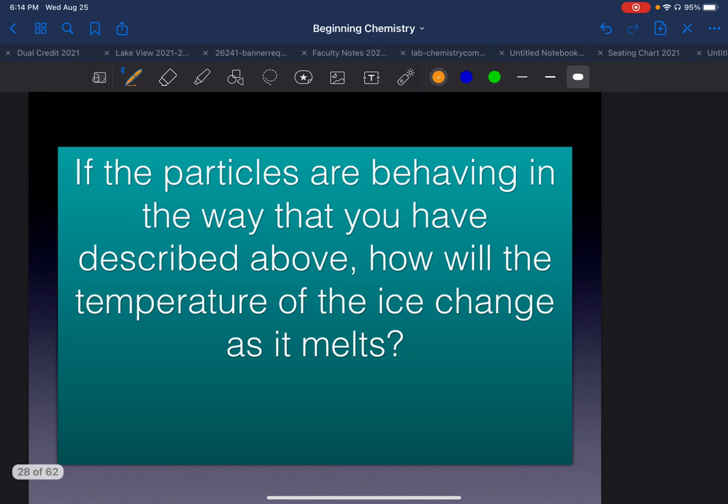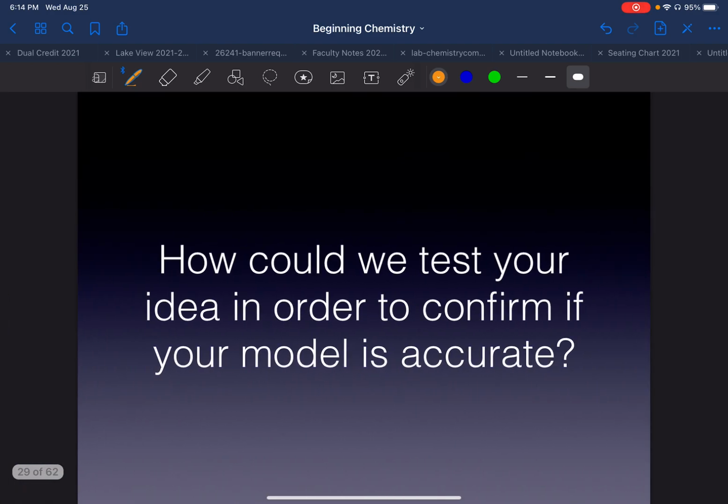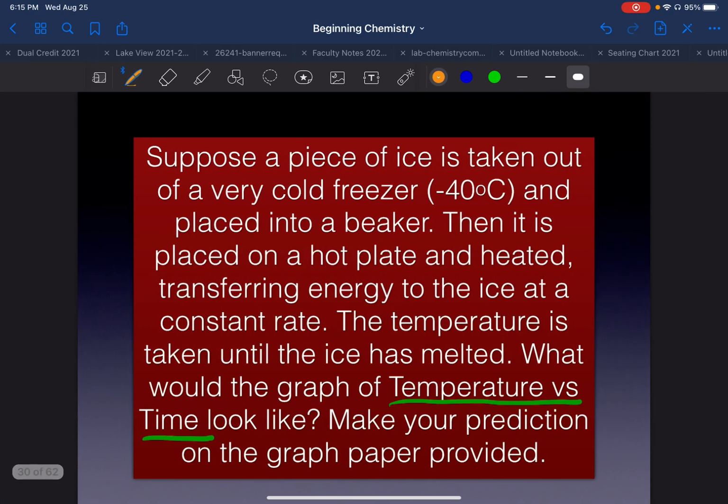The second question that follows that, as they're thinking about this, was, well, how can you test your idea in order to confirm if your model is accurate? Most students are going to tell me that they're going to put a thermometer in there, and they'll take the temperature over time and see what happens to the ice over time. Perfect. Exactly what we're talking about. Just getting you to think about, well, what's happening? How could I test for that? Most students would say that the temperature of the ice is going to go up because it's trying to get to equilibrium. Great.